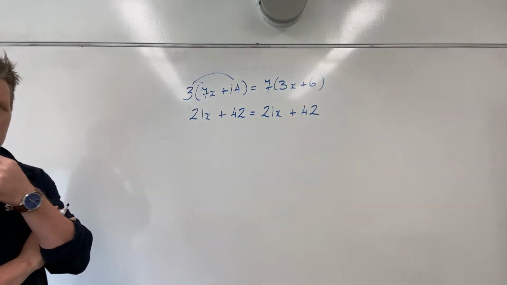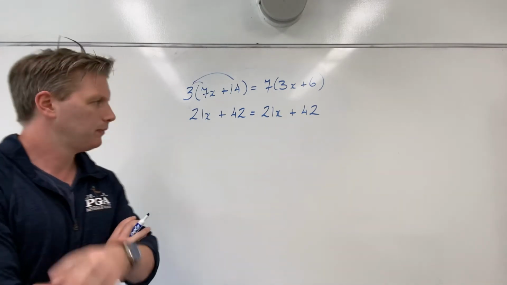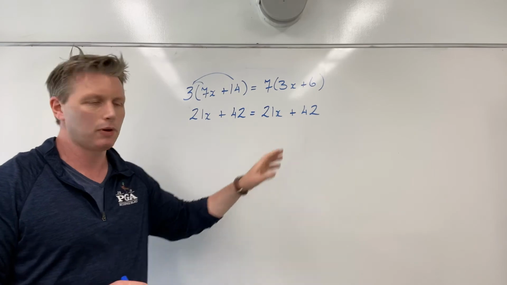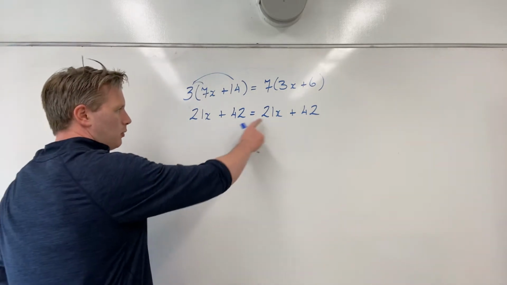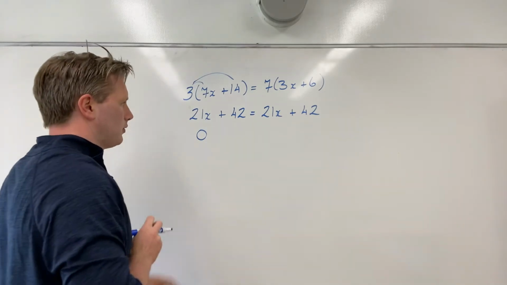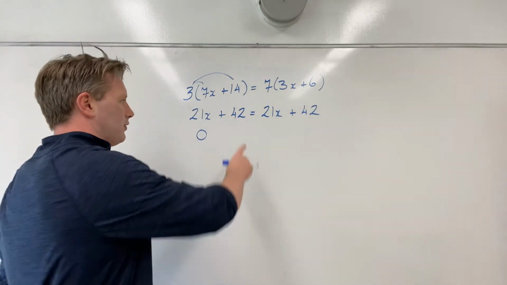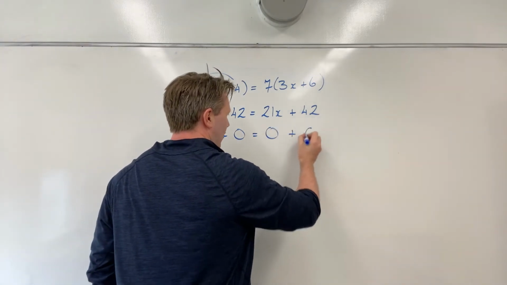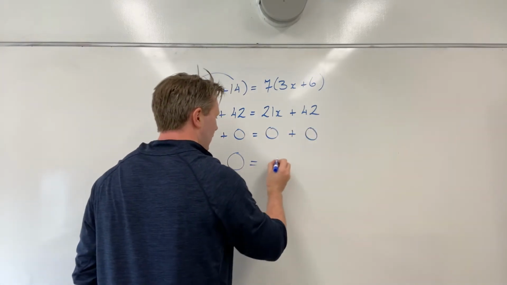If you wanted to be consistent with what we've done before, I can subtract 21x and I can maybe subtract 42 from both sides. Right? So if I subtract 21x from both sides, I will have 0. And if I subtract 42 from both sides, I'll have 0. And so I'll have 0 here and 0, and I will end up with 0 equals 0.